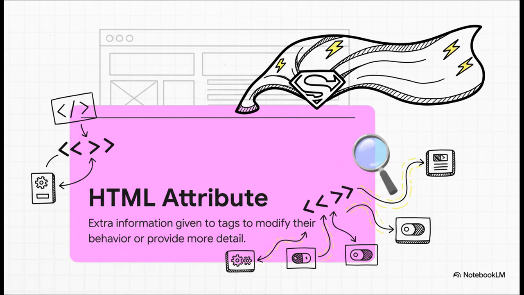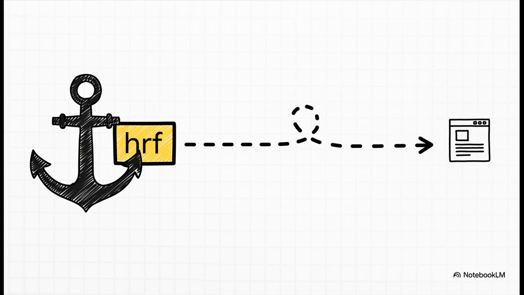Okay, now this is where things start to get really interesting. Tags on their own are cool, but what gives them their real power are things called attributes. Just think of an attribute as an extra piece of information you give a tag, like a special instruction that changes how it behaves. Let me show you a perfect example. So there's this A tag, which is for making links. But a link that doesn't go anywhere is pretty useless, right? So you add the href attribute to tell it where to go. See how that works? The tag says this is a link, and the attribute says here's where it links to. That's the key right there.